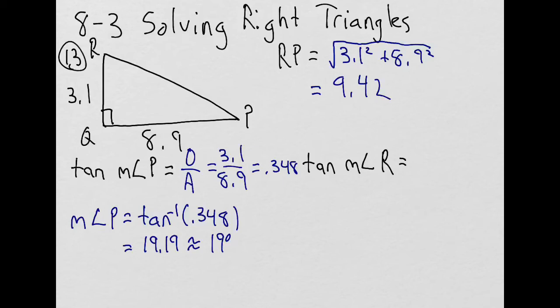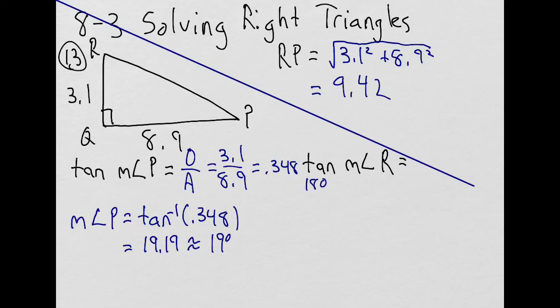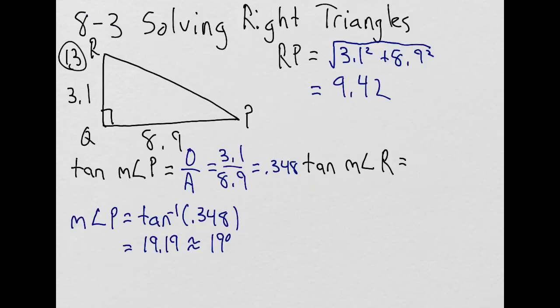Now let's find the other one. We're almost there. Technically, you could just do 180 minus 90 minus 19. That would definitely be the easiest way of doing it, and you should get 71. But let's check the trig just to be sure.